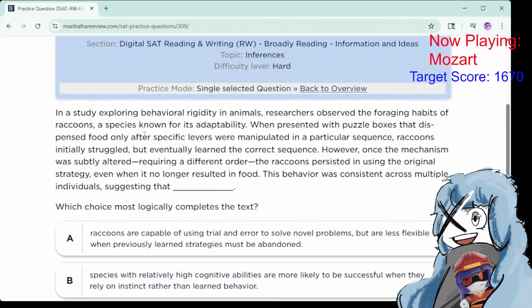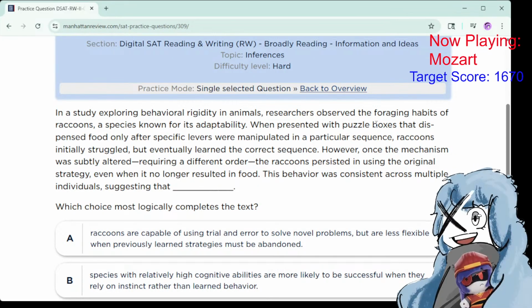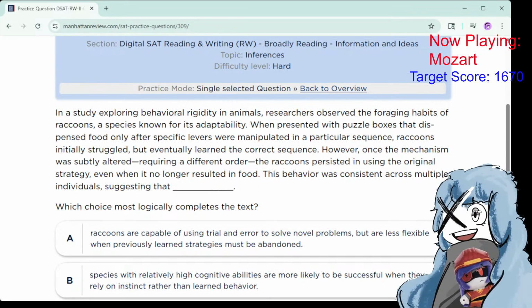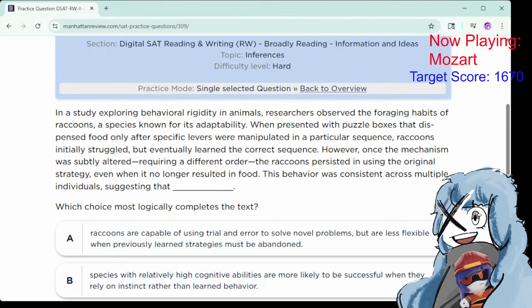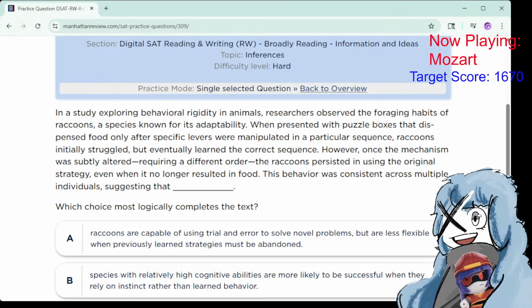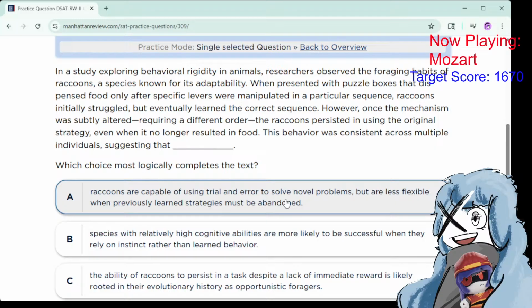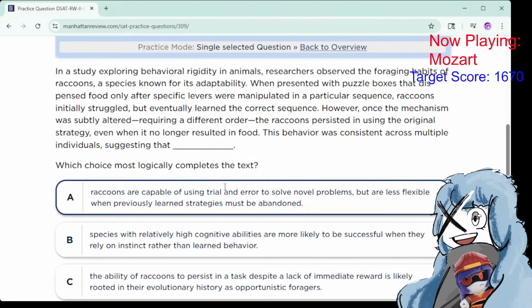In a study exploring behavioral rigidity in animals, researchers observed the foraging habits of raccoons, a species known for its adaptability. While presented with puzzle boxes that dispense food only after specific levers were manipulated in particular sequences, raccoons initially struggled, eventually learned the correct sequence. However, once the mechanism was slowly altered, requiring a different order, the raccoons persisted using the original strategy even when it is no longer resulting in food. This behavior was consistent across multiple individuals, suggesting that raccoons are capable of using trial and error to solve novel problems, but are less flexible when previously learned behavior must be abandoned.